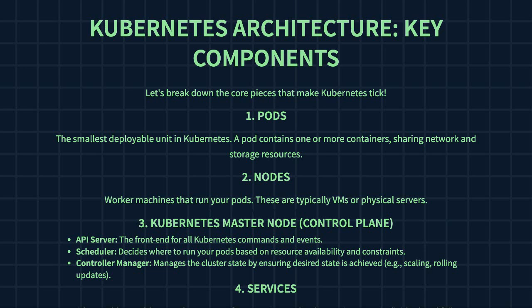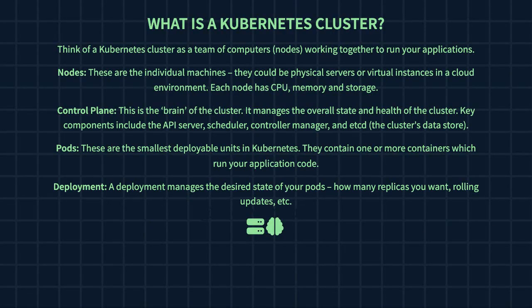Now, there's a whole control center running on a special node called the master node or control plane. This is where things get interesting. The master node has several key components: an API server, which you use to talk to Kubernetes, a scheduler, which decides where your pods go, and the controller manager, which constantly monitors and adjusts your cluster to keep everything running smoothly. Finally, we have services. They are like stable addresses that allow you to access your applications consistently, even if the underlying pod changes.